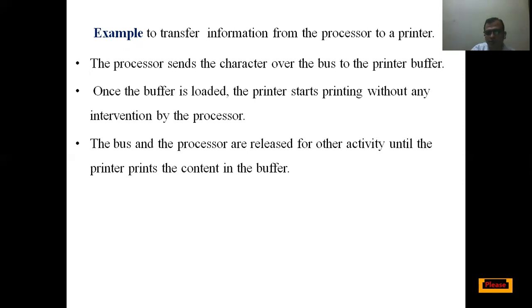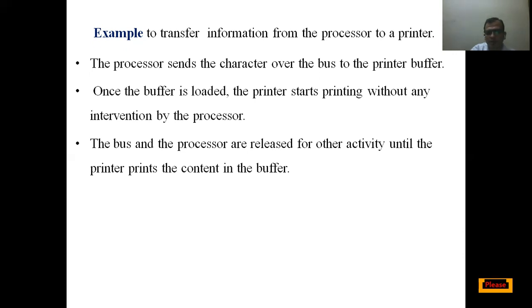When the buffer is loaded, the data present in the buffer moves to the printer and the printer starts printing. The bus and the processor are released for other activity until the printer prints the content in the buffer. At that time, the bus and the processor will be free. So whatever other data comes from the other devices will pass through the bus and move to the processor. Again, the processor will send data to the printer buffer, and the data will be printed. So this is how the data will be transferred.